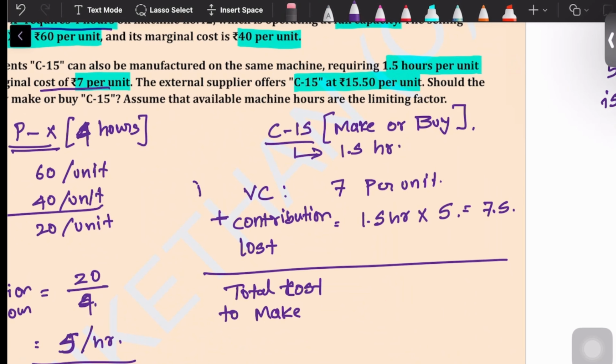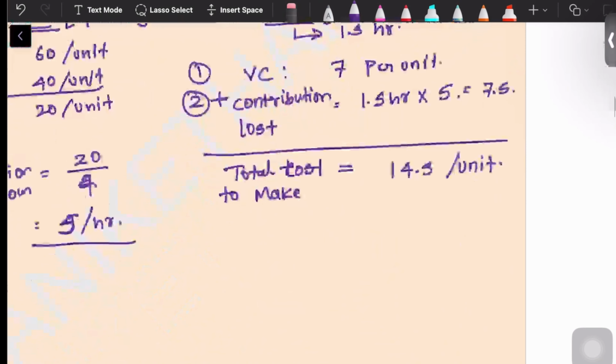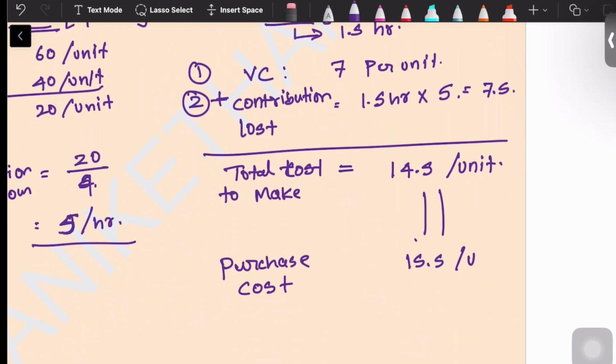So first element is the variable cost. Second element is the opportunity cost, which is contribution lost. So total cost for decision making is 7.5 plus 7. It is 14.5 per unit. Now I will compare this with the purchase cost. So my purchase cost is given 15.5 per unit.